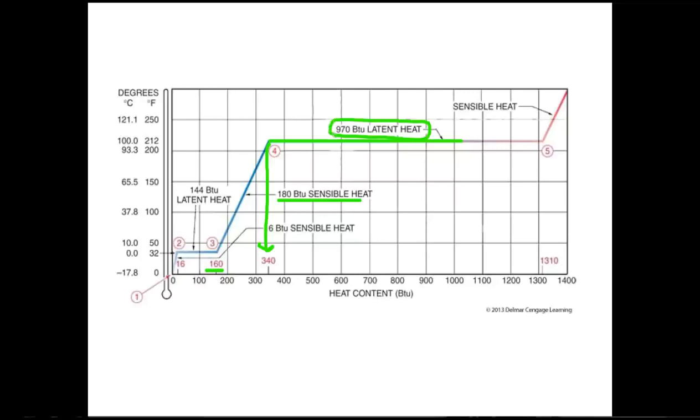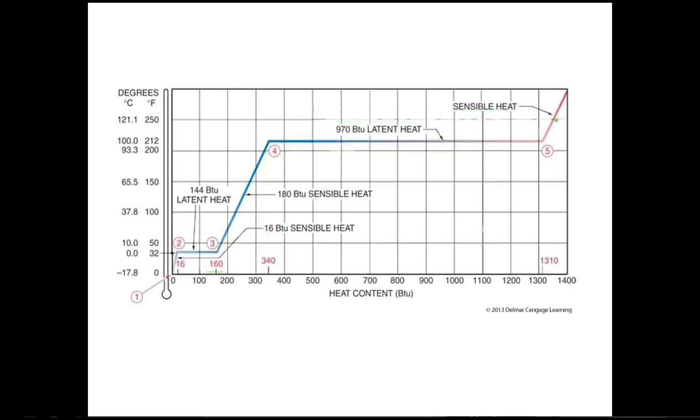And this is with 1 pound of water. So this is where the refrigeration process happens. Not with water, but with refrigerant. So I want you to remember that. Changing of state requires a tremendous amount of heat in the form of molecules in motion.